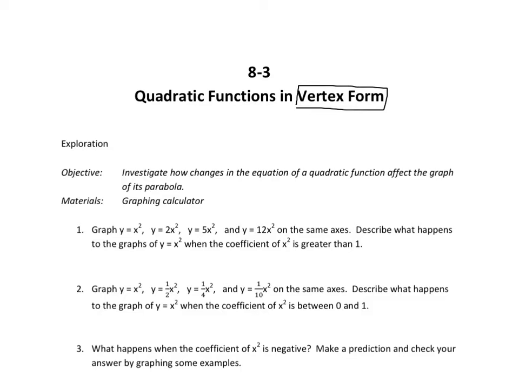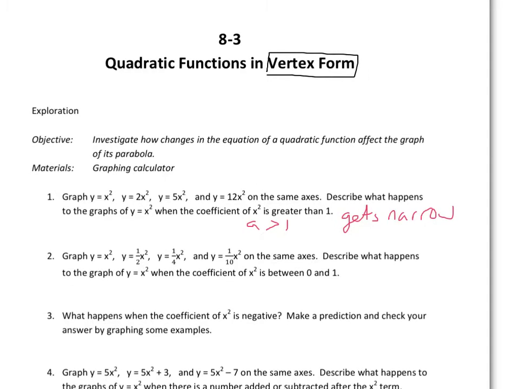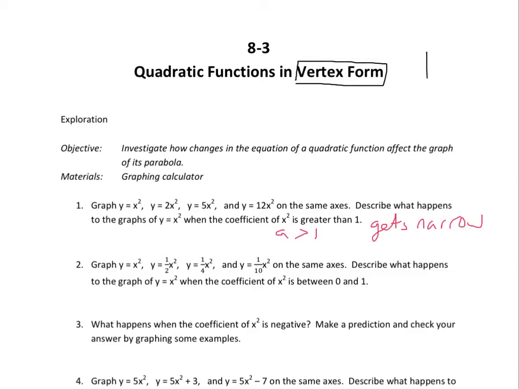But a brief overview would state that if the coefficient of x squared, in other words a, is greater than 1, then your parabola gets narrower and narrower. And by narrower, we're talking about a parabola that typically looks like this. As a gets bigger than 1, it would become narrower or skinnier.